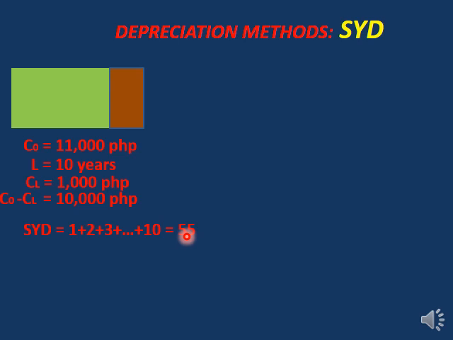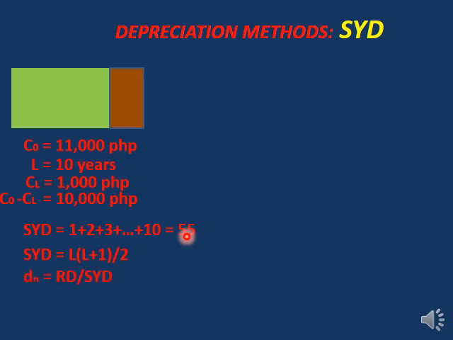manually. You may use a formula to compute the sum of the year's digits. This is the sum of an arithmetic series, as you may recall. Or you may also use the summation function of the calculator, summation of x from 1 to 10. The result will be the same.